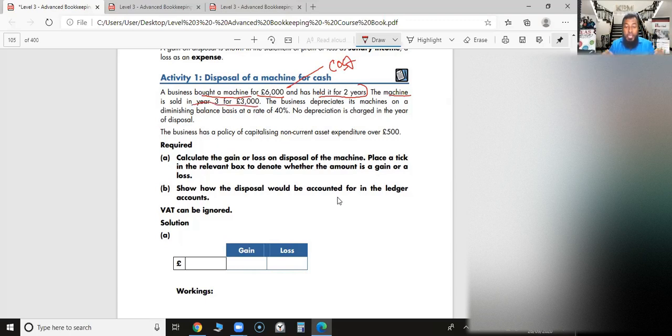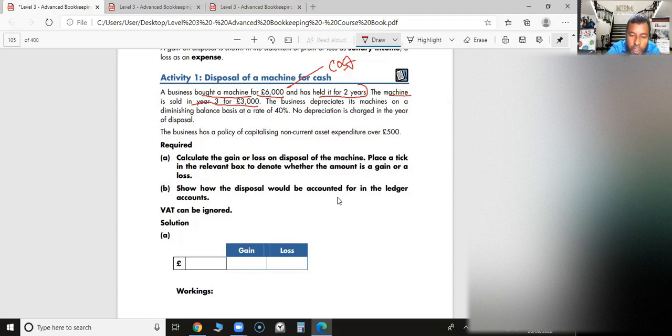Now, as I said at the beginning, if you're a non-accountant, bought it for 6,000, sold it for 3,000, horrible, there is a loss of 3,000. No, not like that. Don't think like that. Because you're an accountant, think accounting-wise, think depreciation-wise. There should be some depreciation. We don't compare the cost with the sale proceeds.